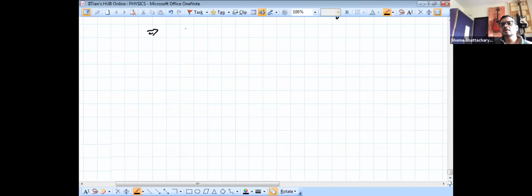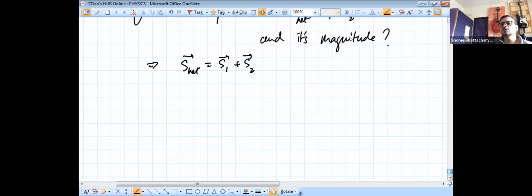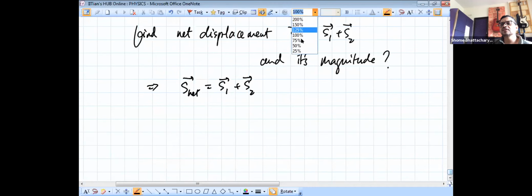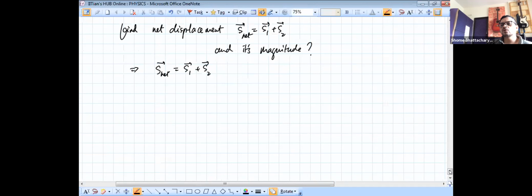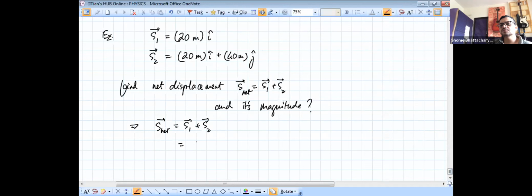So here I will do S net as S1 plus S2. So next step में क्या करूँगा, जो S1 and S2 दिया हुआ है component form में, I will just copy that over here. So I will just replace S1 with whatever S1 is given in component form above. So S1 will be substituted as 20 I cap. Okay. And S2 will be substituted as 20 I cap plus 40 J cap. Where both are in meters.